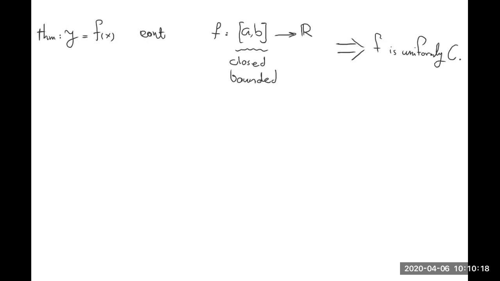I want you to prove it, but just before that, there's a name for closed and bounded intervals, or closed and bounded subsets of Euclidean spaces. Does anyone know what we call them? They are called compact subsets. We call them compact subsets of R.